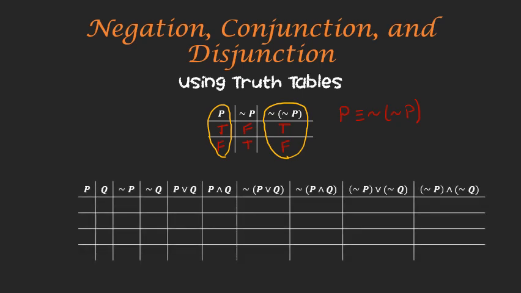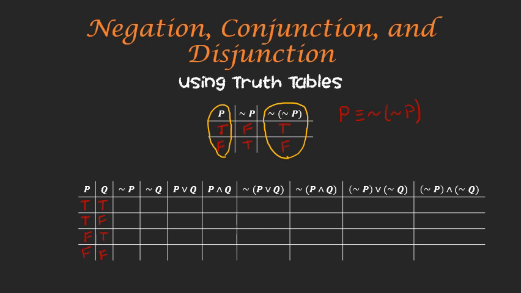Next, we'll take a look at this more complicated example, a bigger table here. But here we're investigating all of these compound statements. And notice that these are based off of these two component statements. So since we have two component statements, there's going to be more possibilities than just true or false. We could have true and true. We could have true and false. We could have false, true. And we could have false, false.